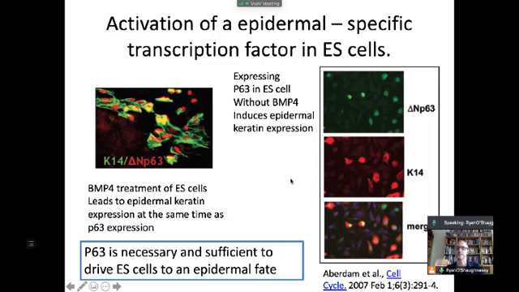So not only is BMP4 required, but P63 is downstream of BMP4 and is necessary and sufficient to drive ES cells to an epidermal fate, even in the absence of BMP4, which is what we see here. So BMP4 induces P63, and then it's P63 that induces the epidermal fate, so keratin 14 expression in our keratinocytes. So P63 is downstream, but can also be necessary and sufficient to drive ES cells to an epidermal fate.